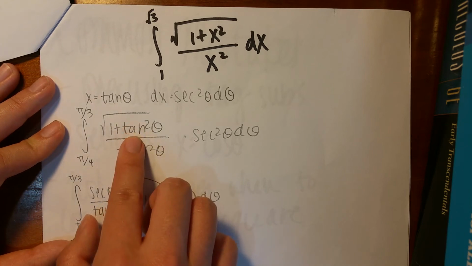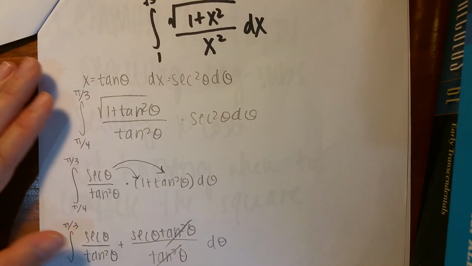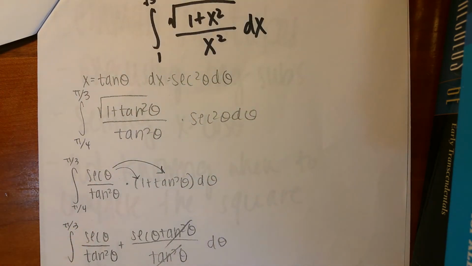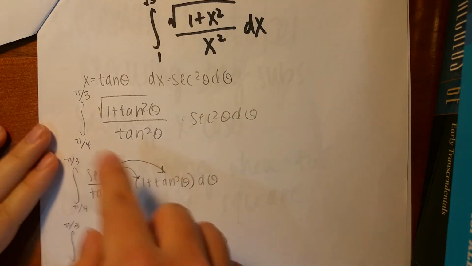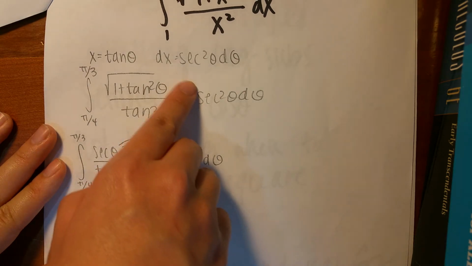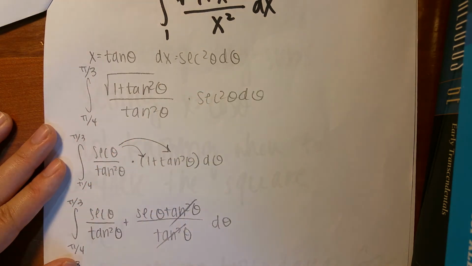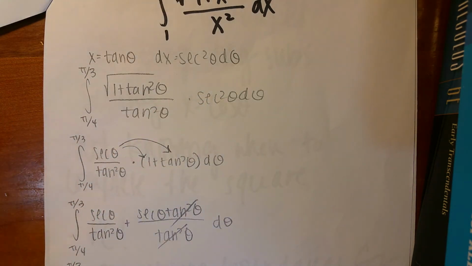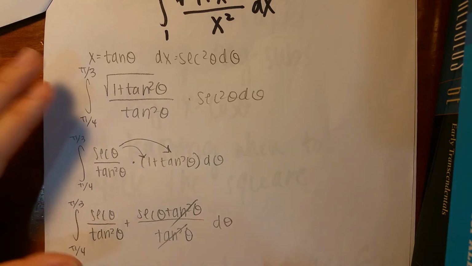Then we use another trig identity like we did before. We know that 1 plus tangent squared theta equals secant squared theta, and that's under the root. So we get secant theta over tangent squared theta times secant squared theta, which we now have to use another identity to solve this problem. This is what makes this problem so difficult, is to realize we need to know when to use these identities and to use them well, so to make the integration problem way easier.